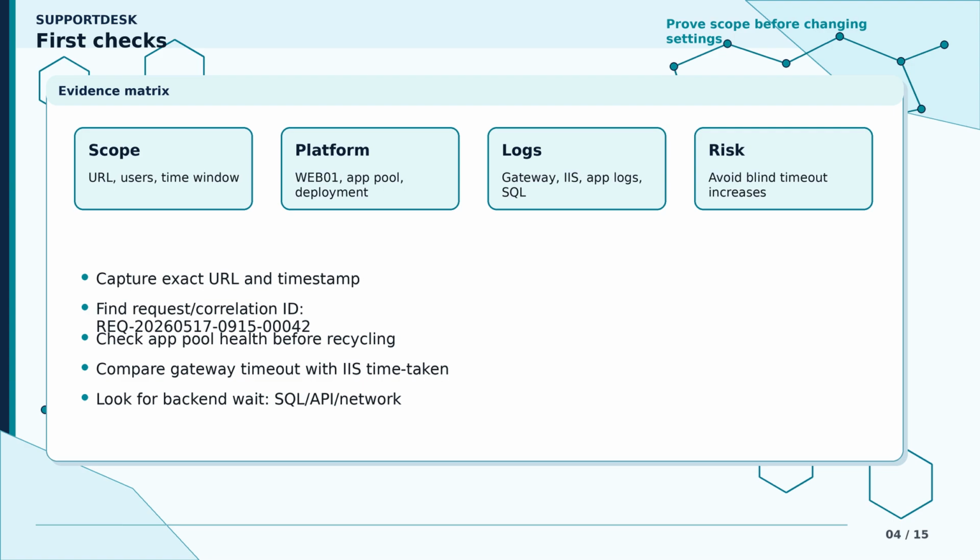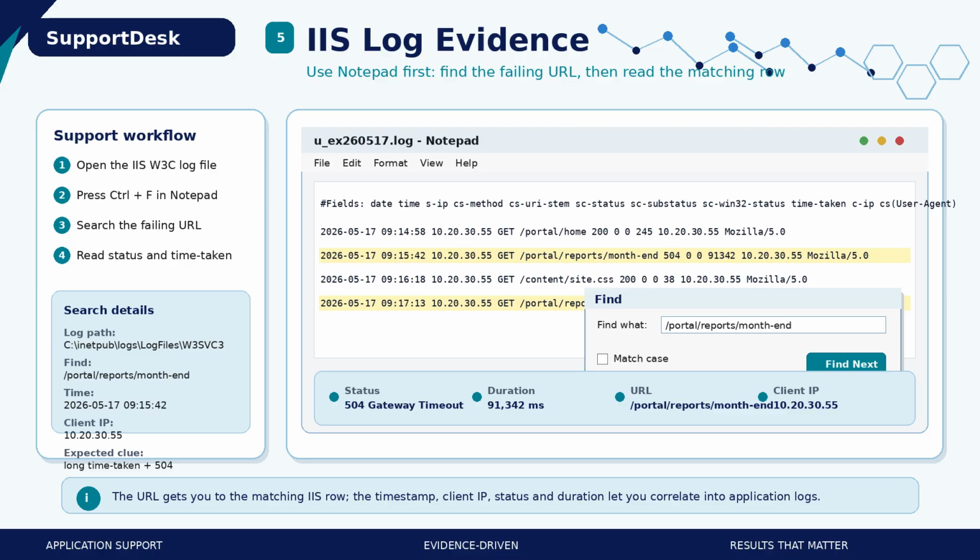We can use it to connect the IIS evidence to application logging, SQL activity, external API calls, tracing, and infrastructure events. The IIS access log is usually one of the best first technical checks because it confirms what IIS received and how long the request took. In this example, we search the IIS log for portal reports per month end around the incident time. The key fields are the date and time, client IP, HTTP method, URI stem, status code, substatus, Win32 status, and time taken. The important value here is time taken.